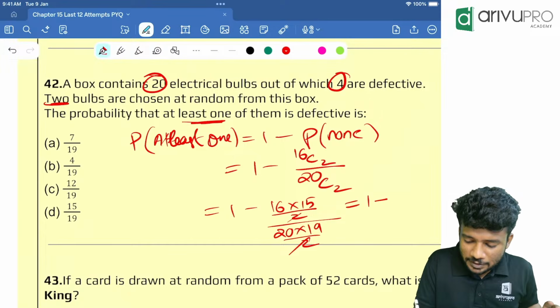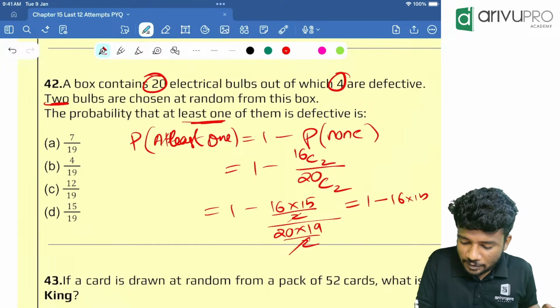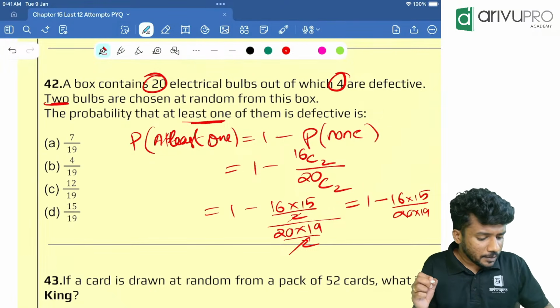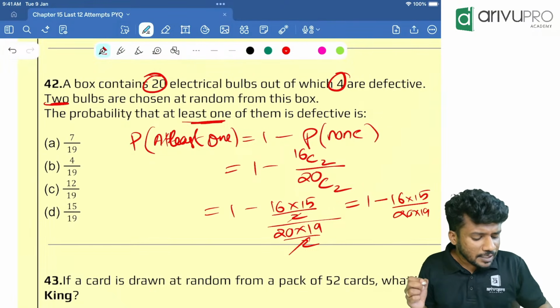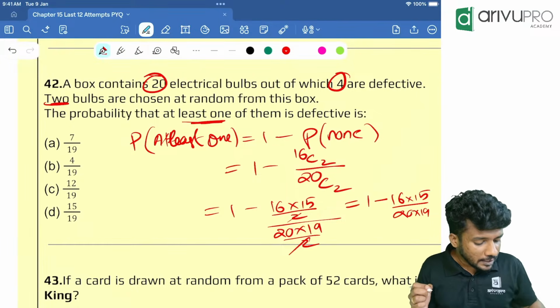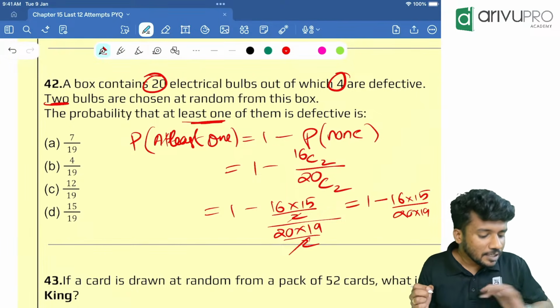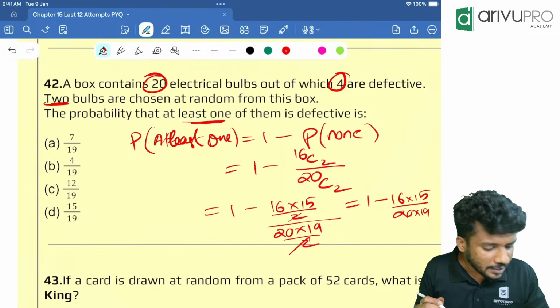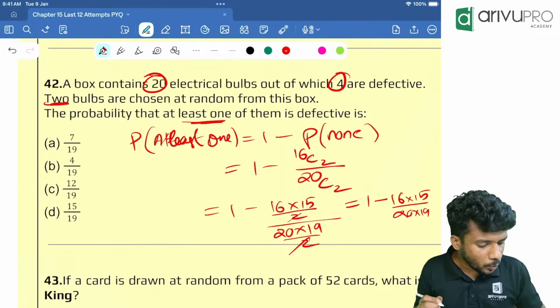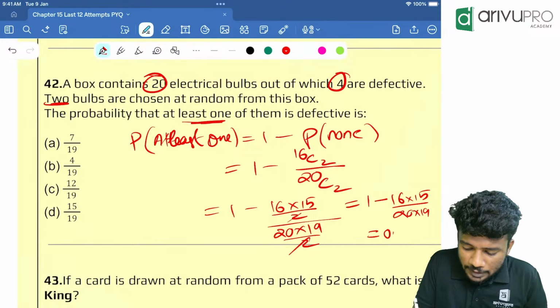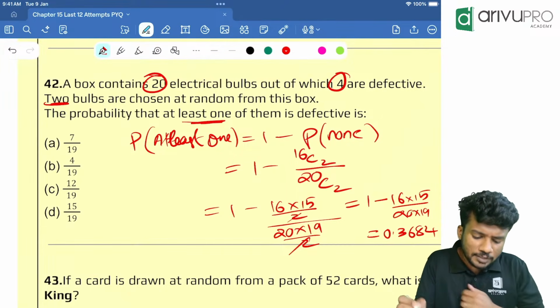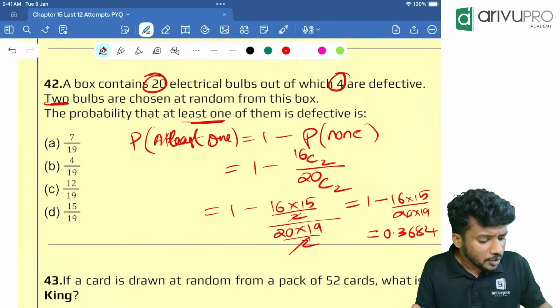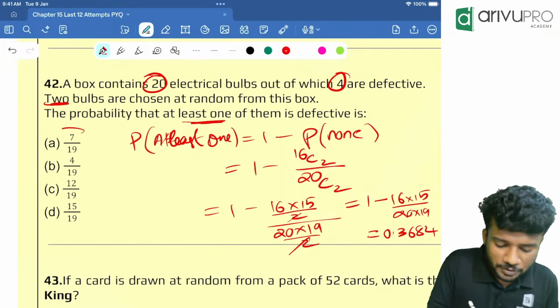So that is nothing but 16 into 15 divided by 20 into 19. Using the calculator, 16 into 15 divided by 20 divided by 19 equals 0.63 something. Then change the sign, click plus or minus, then plus 1. You will get 0.3684. Look at the options and tell me which is the answer. 7 by 19 is 0.3684. Option A is the answer.